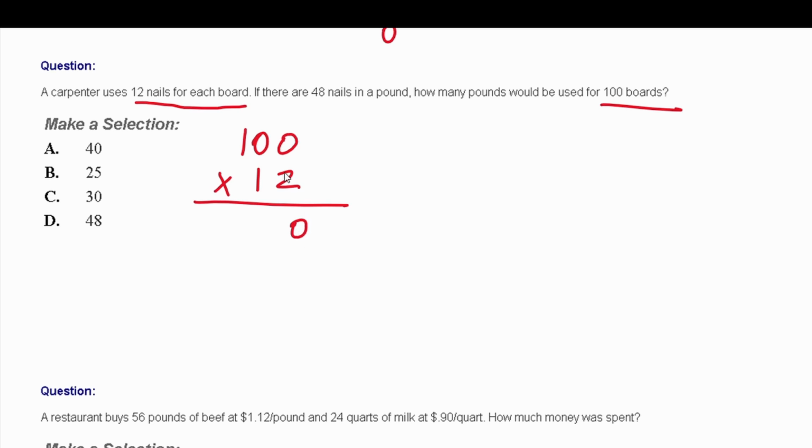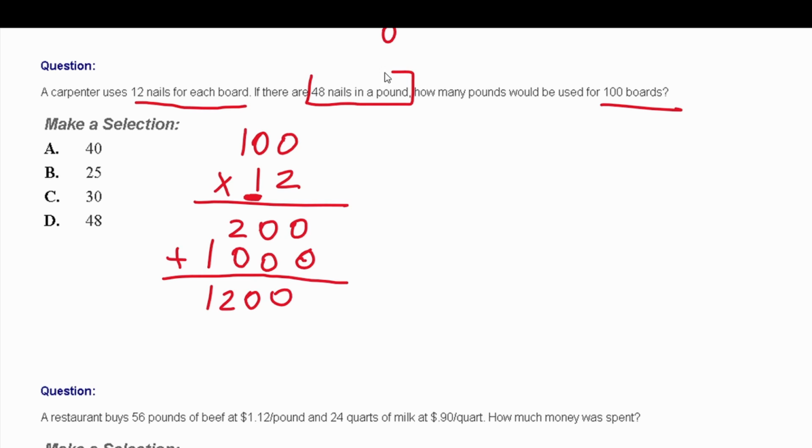0 times 2 is 0. 0 times 2 is 0. 1 times 2 is 2. Before we start multiplication with this 1, we have to bring in a 0 placeholder. 1 times 0 is 0. 1 times 0 is 0. 1 times 1 is 1. So we have 1,000 plus 200, which is going to be 1,200. In other words, there are 1,200 nails in those 100 boards. All right, in addition, we were told that there are 48 nails in 1 pound. So that's going to prompt us to take 1,200 and divide it by 48.